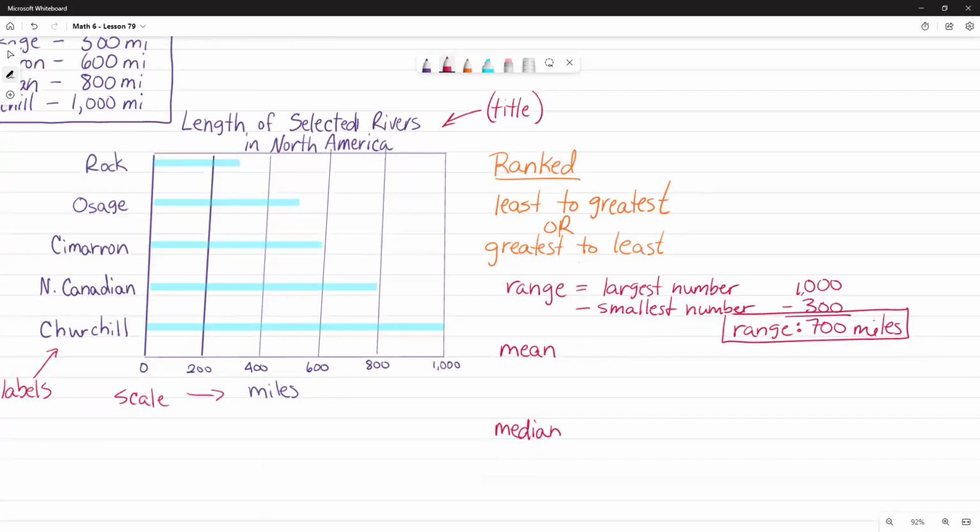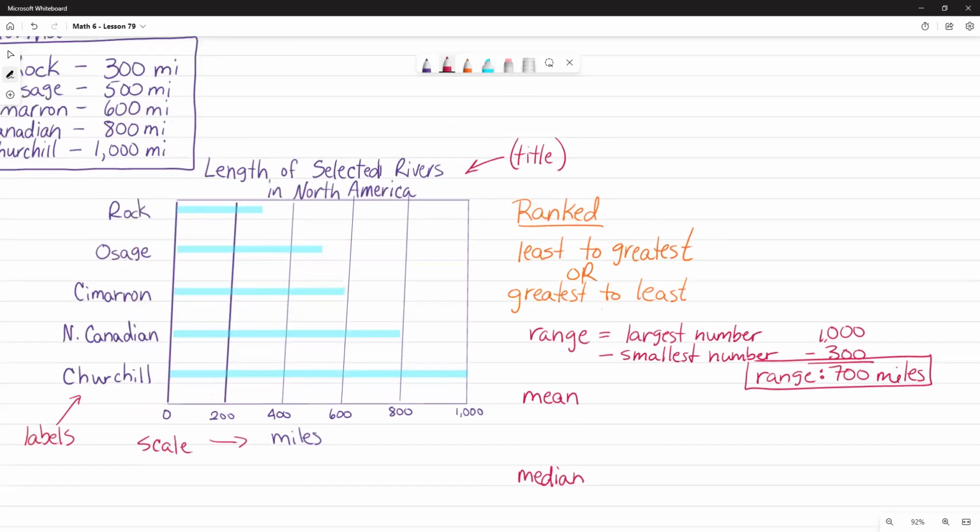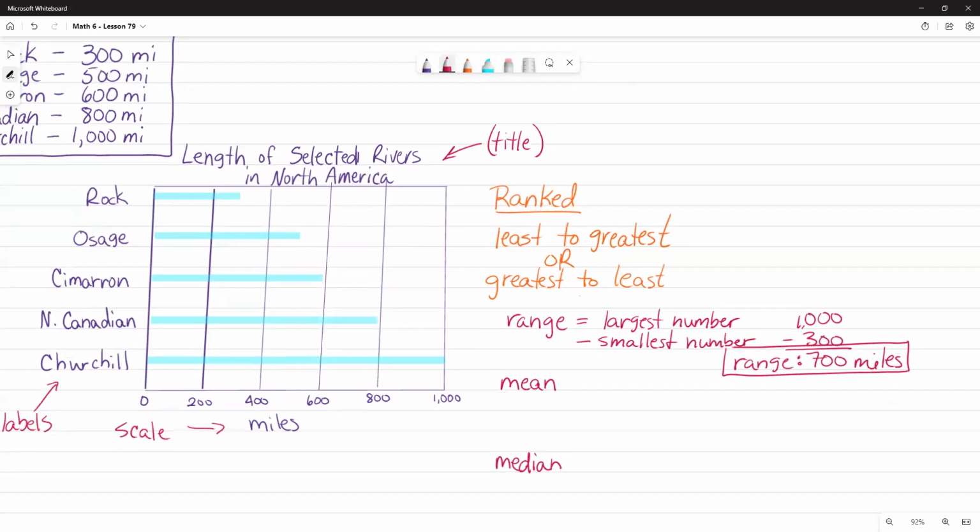All right, mean is average. So when we do mean, then we take all of the values, add them together, and then divide them by the number of different values that were given. Or yeah, even if they're the same. So this one is 1,000 plus 800 plus 600 plus 500 plus 300. And then you count how many you have. So I have 1, 2, 3, 4, 5. So my denominator is 5.